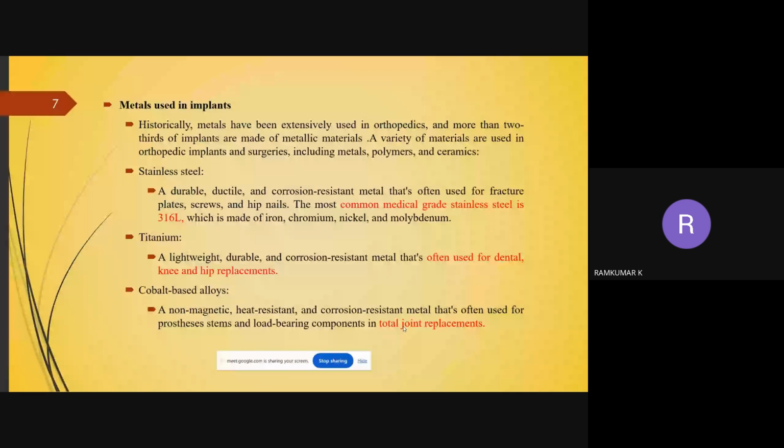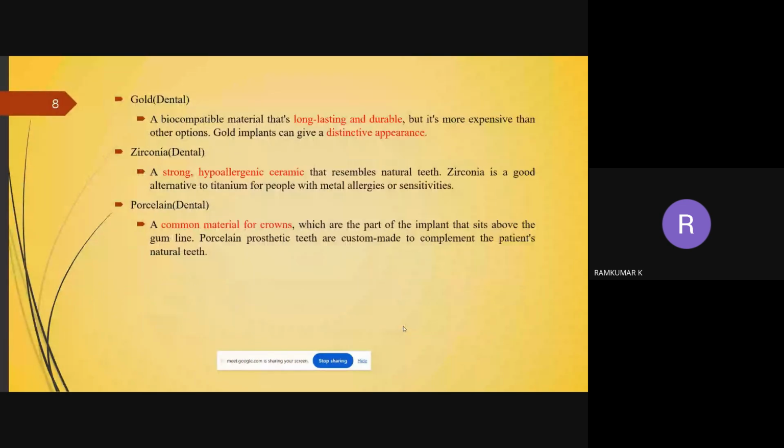The next one is cobalt-based alloys. It is a non-magnetic, heat resistant, and corrosion resistant metal. It is used for joint replacements since it has good load bearing capacity. And next, gold, zirconia, and porcelain. These three materials are mostly used in dental applications. Gold is a biocompatible material that is long lasting and durable, but gold gives a distinct appearance when used in dental. Zirconia is a strong, hypoallergenic ceramic. Some people are allergic to metals, so they go to zirconia or porcelain. Porcelain is used for crowns. Titanium will be used as a root, and porcelain will be used as a crown.